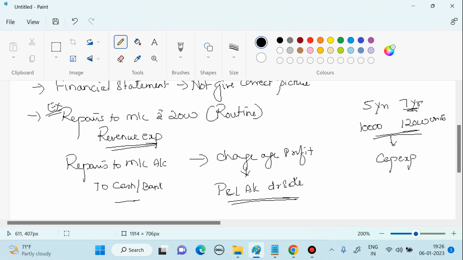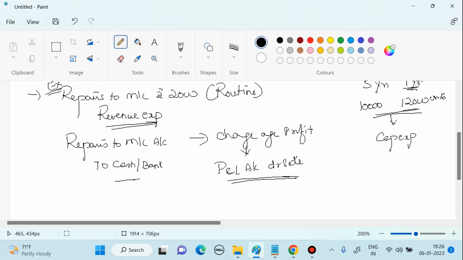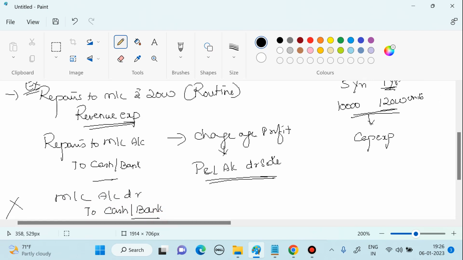But by mistake, you did not realize, instead of treating it as repairs to machinery, the wrong thing that you did was you debited machinery account. Machinery account cannot be debited here. It should not be capitalized, should not be made a part of the asset. So this is wrong. So by this, what is happening? You are going to include it in fixed asset, and you are probably going to depreciate it also. You'll charge depreciation on it, which is wrong. This is an example of wrong application of accounting principle.